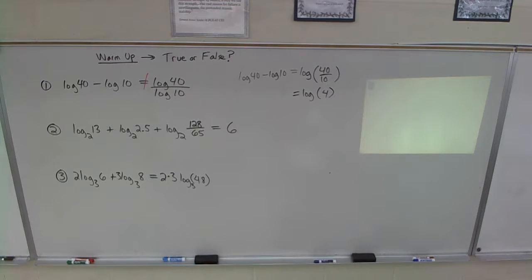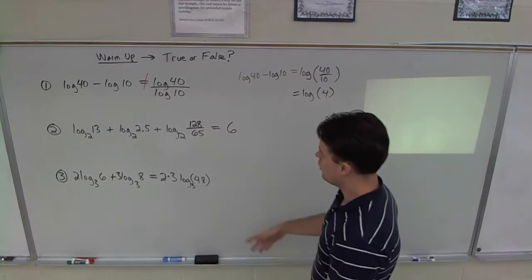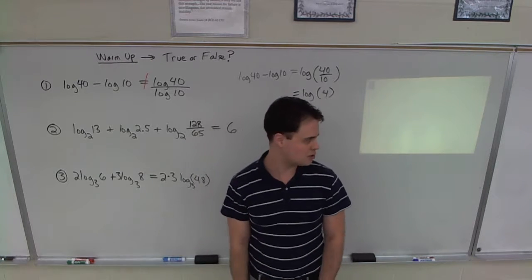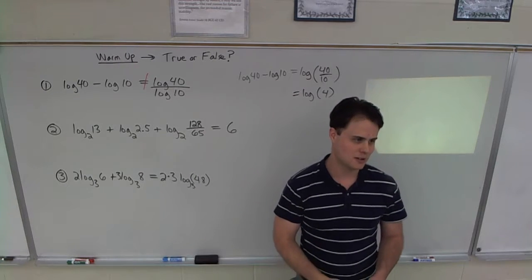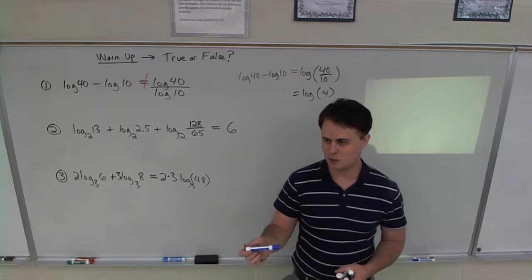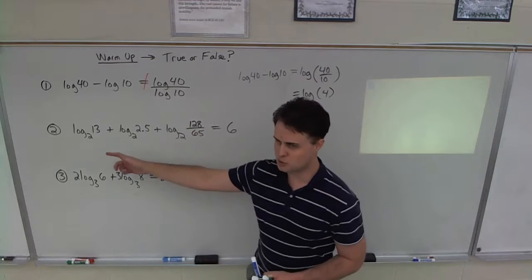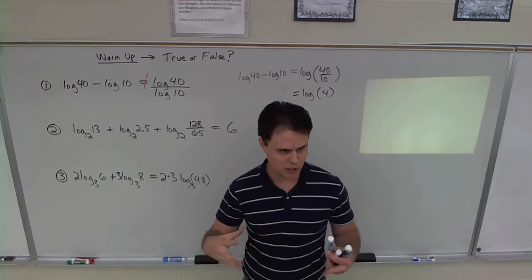True or false? True. True? There's crazy stuff in there though. Like 128 over 65, 2.5, 13. Somehow this is all just equal to 6? It's too crazy not to. I was hoping you'd look at it and be like, it's too crazy, it can't be 6. These are all log base 2 though, right? So can you put them together into one?